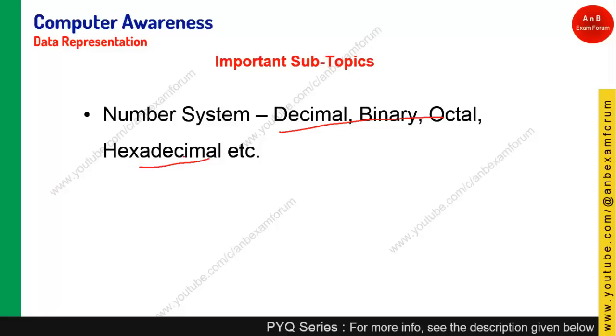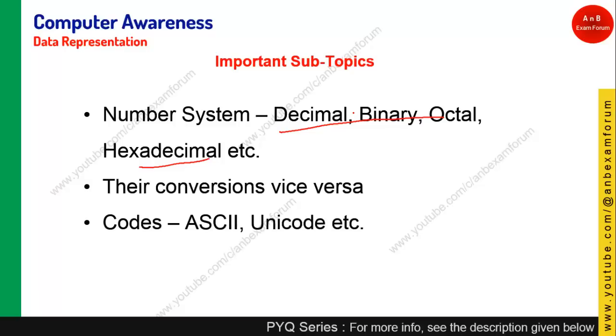In this session we are not going to cover all of this, we are only focusing on the previous year questions. Very important is their conversion: how decimal is converted to binary, binary to decimal, decimal to octal, octal to hexadecimal. You should be very conversant with that. After that, you should know the various codes like ASCII codes and Unicodes, all the basic information regarding these codes.